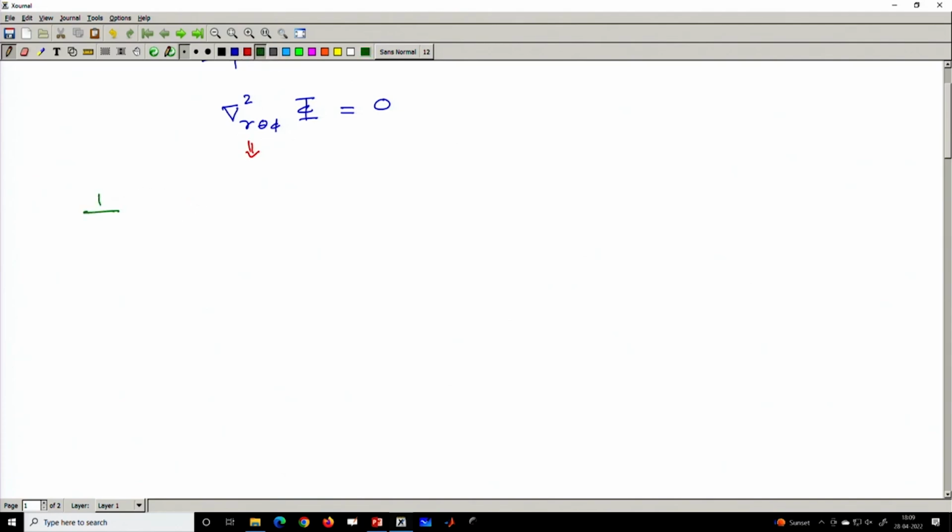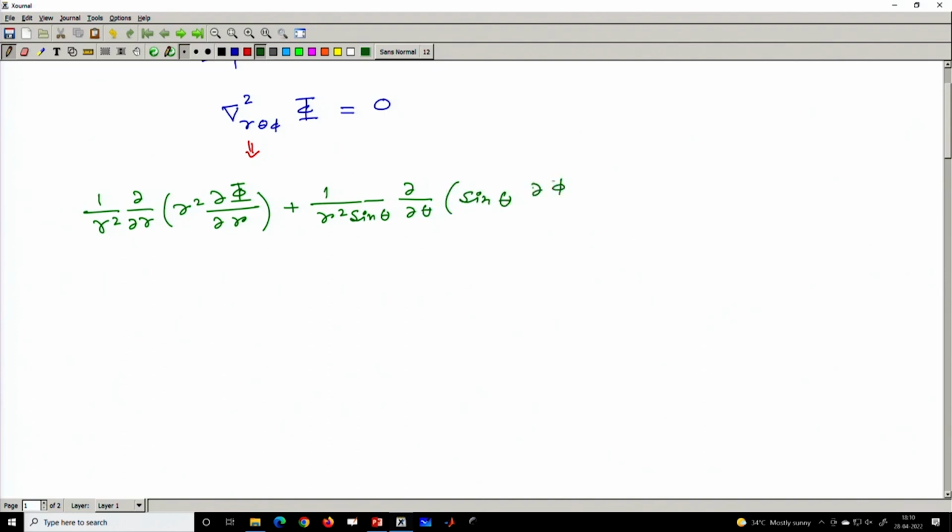it should be 1 divided by r square, del r of r square del phi del r, plus 1 by r square sin theta, del theta of sin theta del phi del theta, and finally plus 1 by r square sin square theta, del 2 big phi del phi square, is equal to 0. That is the form we know, right.